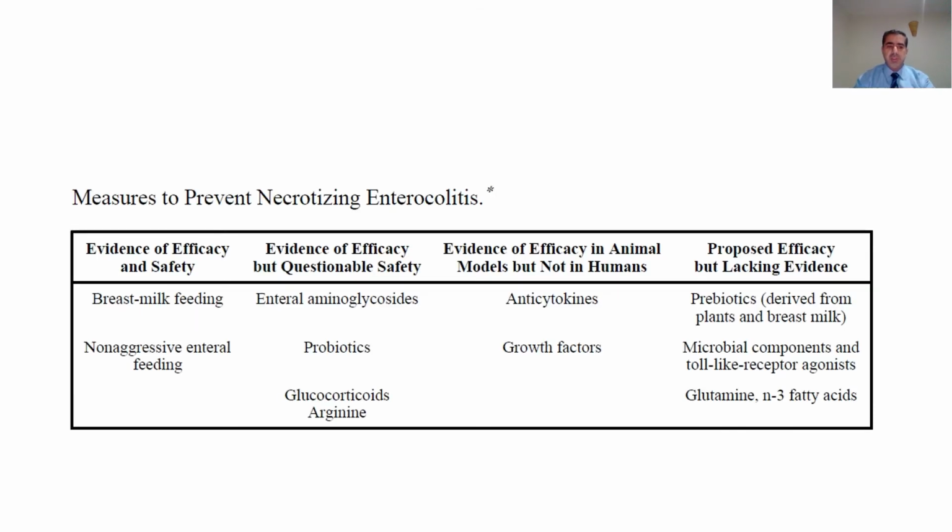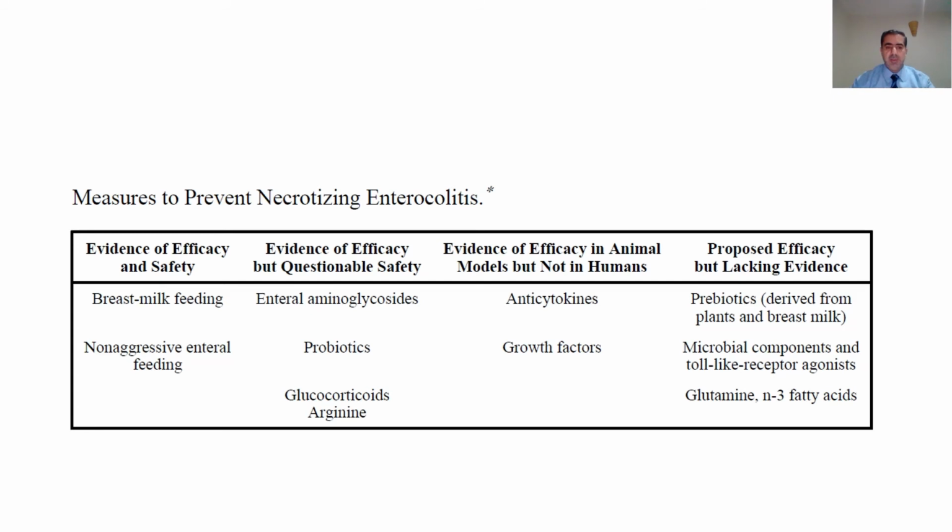This is a very important study which shows the different modalities of preventive measures, and it has been classified into 4 categories. The first category, as you can see, which has evidence of efficacy and safety, includes 2 preventive measures: breast milk feeding and non-aggressive enteral feeding.